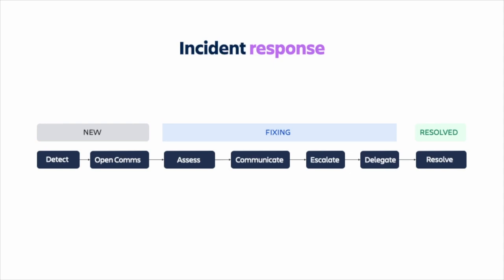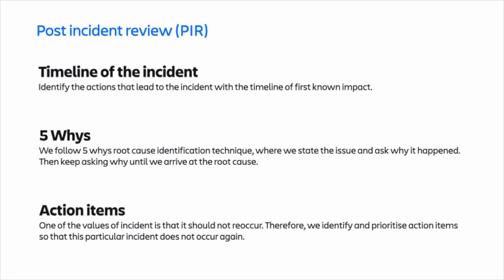Once the incident has happened, we have to make sure that the same incident doesn't happen again. For that, we have something called a PIR, or post incident review. This is a document which the person who handled the incident creates and leads, where we look at the timeline of the incident, how it was detected, and why it really happened.